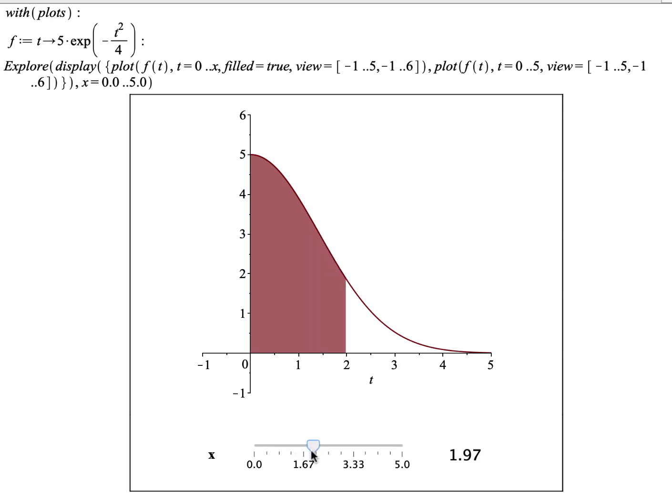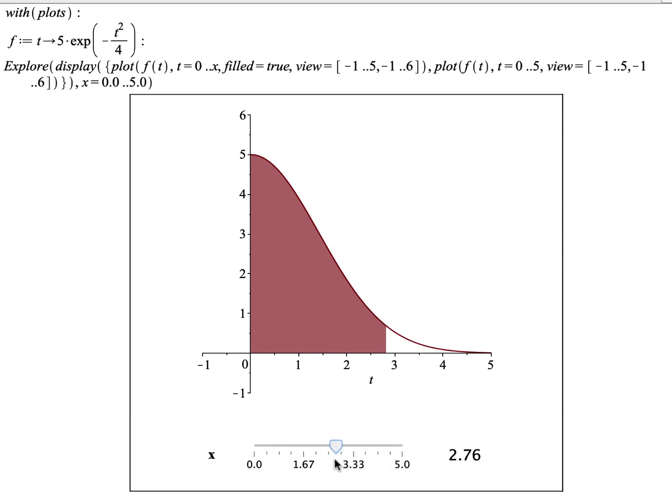This is what it looks like when x is equal to 2. So again, you can see we have the ability to change that upper limit, and changing that upper limit changes the region that's being shaded. And then you can slide it back.